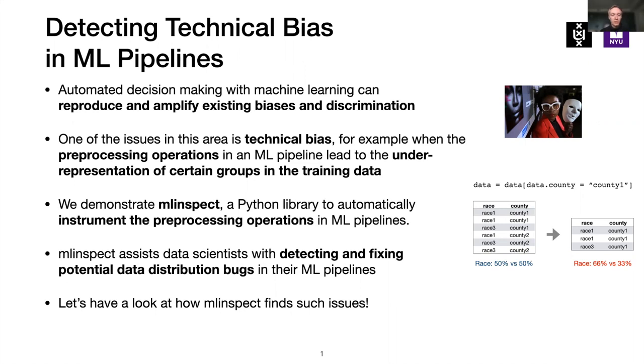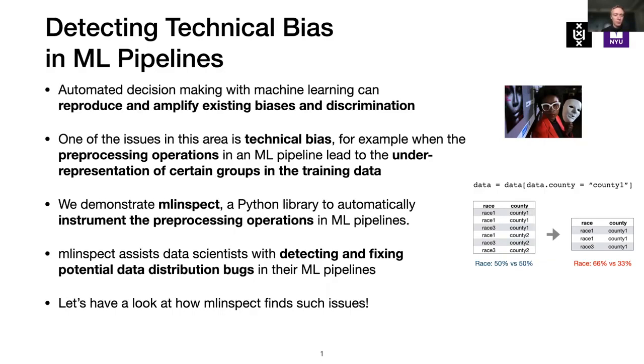Machine learning is increasingly used to automate important decisions in domains like credit and lending, medical diagnosis, and hiring. But automated decision-making can reproduce or amplify existing biases or discrimination. One of these issues is technical bias. For example, pre-processing operations can lead to the under or over representation of groups in the data. You see this in the image on the right, a lot of people from race 3 get removed. We call this a data distribution bug. In this case, this is because there's a correlation between the county and the race attribute.